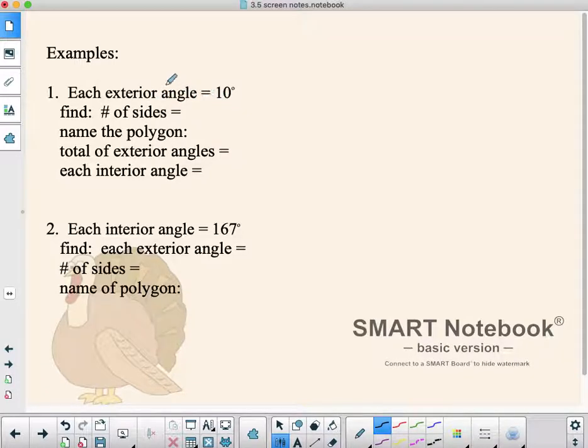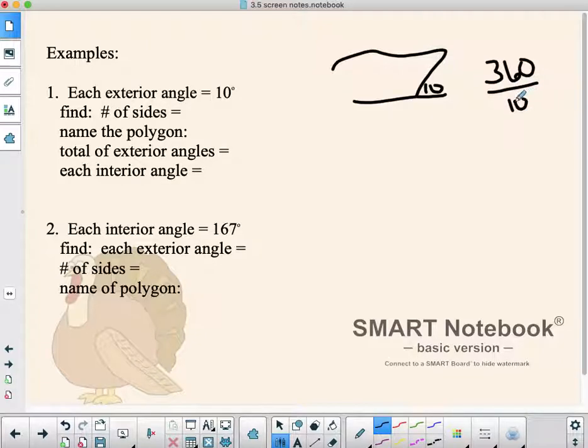These, again, deal with our chart. So if I know that each of my exterior angles of some polygon is 10 degrees. So I have some random polygon and I know that my exterior angles are 10 degrees. How can I figure out how many sides it has? Well, the good news is if you have an exterior angle, you know that the total of your exterior angles is going to be 360. So if I just take 360 divided by 10, that tells me I'm going to have 36 exterior angles, which tells me I'm going to have a 36-sided figure, or a 36-gon.